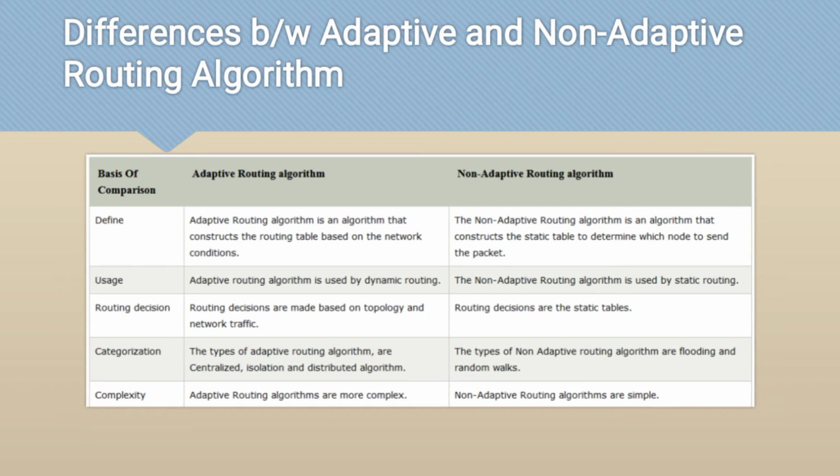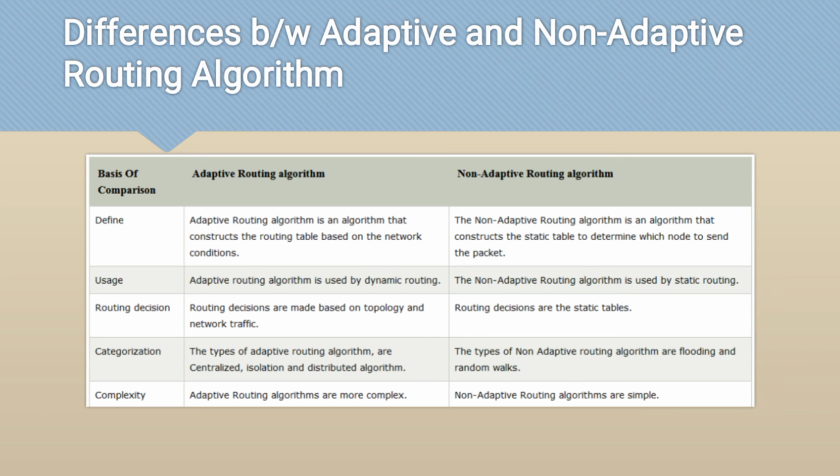Next one, the difference between adaptive and non-adaptive algorithms. First of all, the basis of comparison between adaptive and non-adaptive. First, the definition comparison. The adaptive routing algorithm is an algorithm that constructs the routing table based on the network conditions. A non-adaptive algorithm is an algorithm that constructs a static table to determine which node the packet is to be sent to.